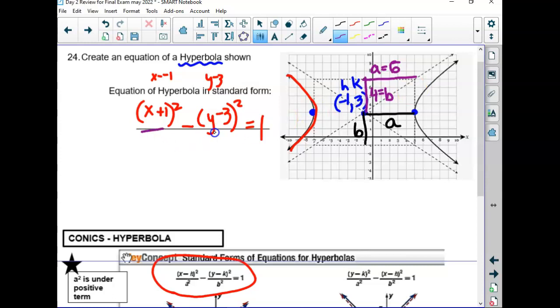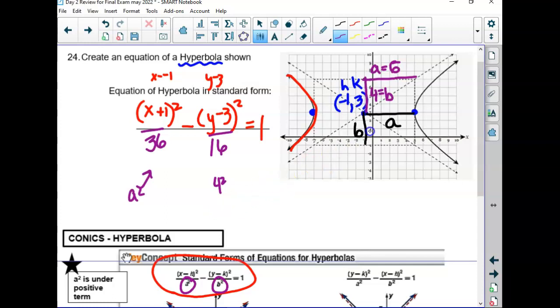All right, so in the X direction, we went out 6. So this is A squared under here. Right down here it said A squared. So this is a 36. And then B squared is in the Y direction. It was going up and down 4. So 4 squared is 16. Questions? Could you figure that out?